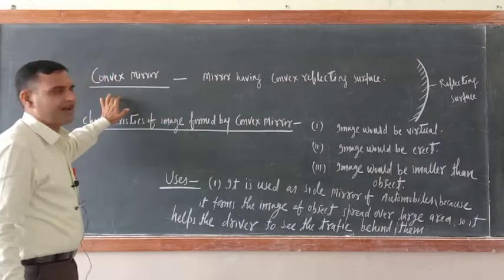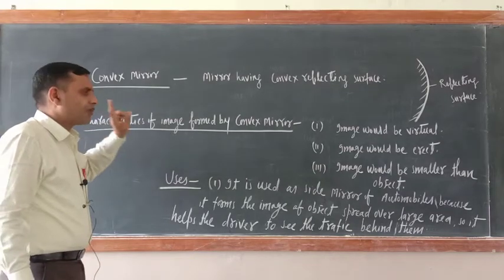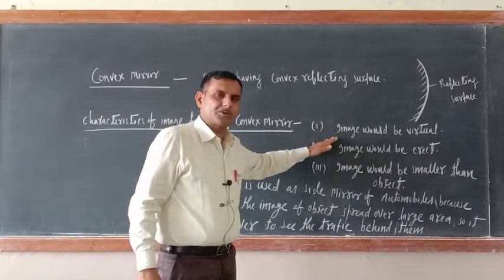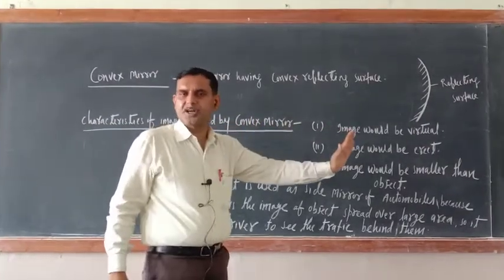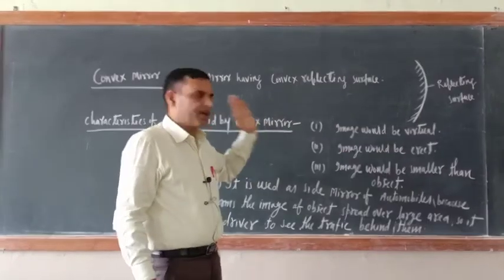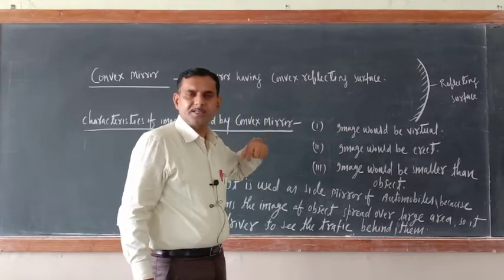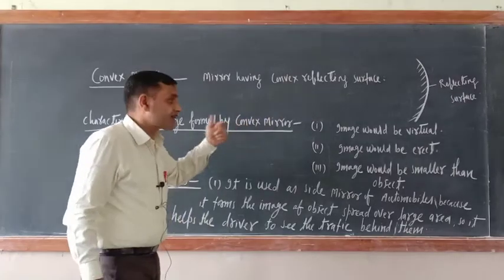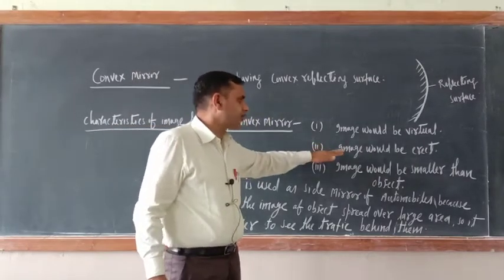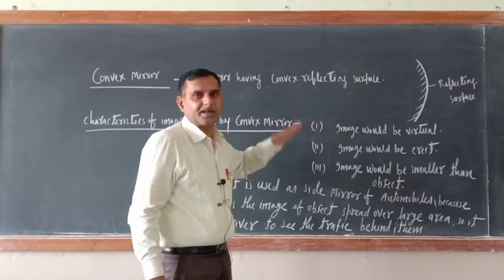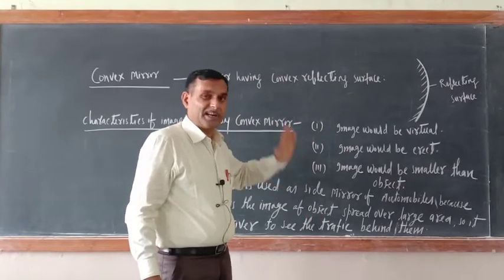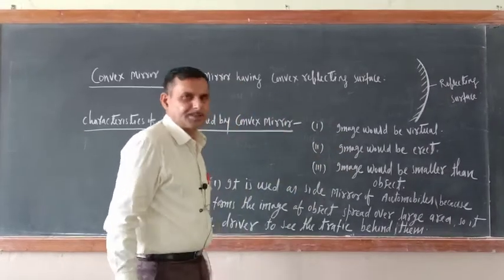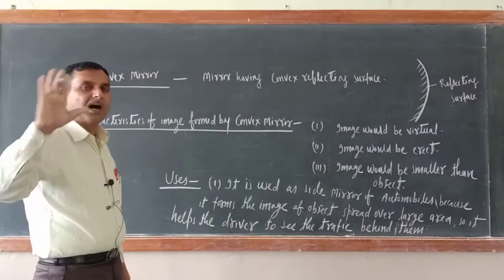What about this one? If you repeat the same activity here, you will get three characteristics. The image would be virtual, whether the object is placed near the mirror or away from it. In all cases you will get a virtual image, which means the image would not be created on the screen. Second, in all conditions the image would be erect only, not inverted. Next, in all conditions the image would be smaller than the object.